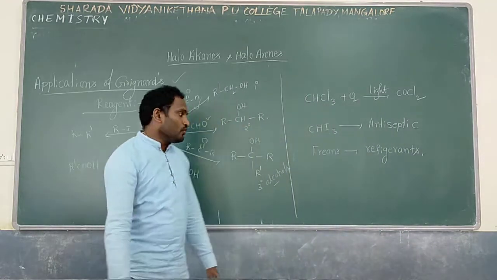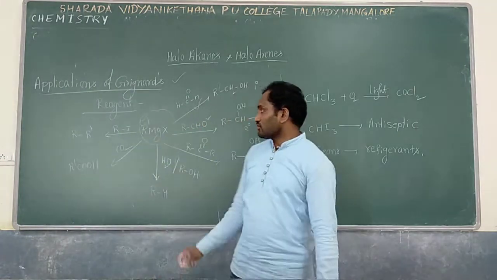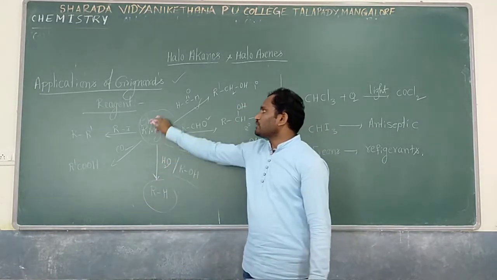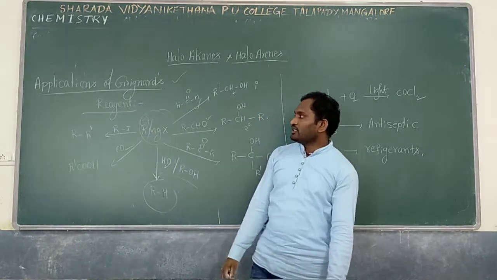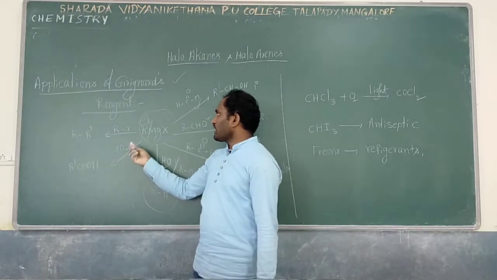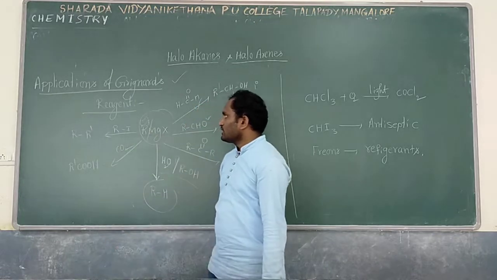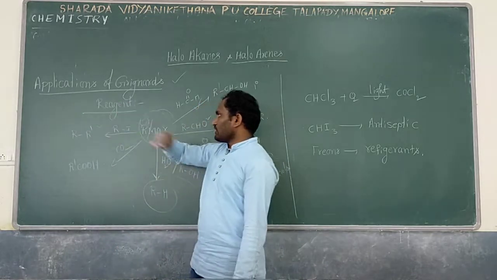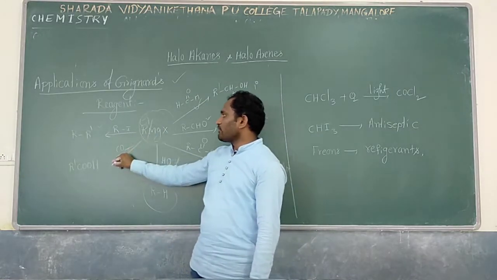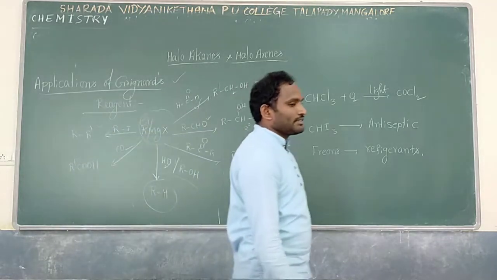Next one, if you pass water or alcohol, any proton donor, a protic solvent, you get the respective hydrocarbon. This bond will cut and hydrogen will be joined here. Next one, if you use alkyl iodide, here what happens? MgXI will be separated and the alkyl group will be joined with this, so R-R' hydrocarbons can be prepared by using this method. And if you pass carbon dioxide upon Grignard reagent, the respective carboxylic acids we get.